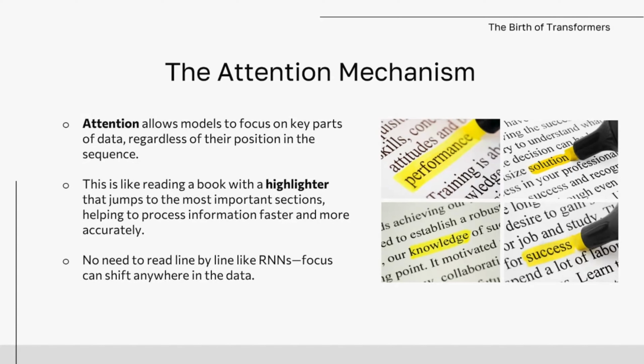In deep learning, one of the key breakthroughs that changed everything was the invention of the attention mechanism. Think of it like reading a book. Instead of going through the pages one by one, imagine having a highlighter that can jump to the most important parts of the book, no matter where they are. This is essentially what the attention mechanism does. It allows the model to focus on the most relevant information, even if it's far apart in a sequence. This concept was revolutionary because up until then, traditional models like RNNs and LSTMs could only process sequences step by step.